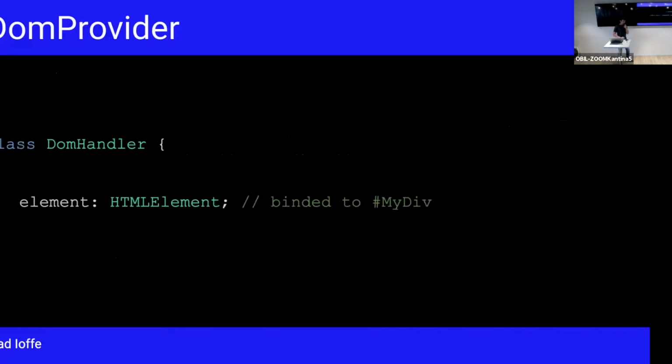Okay, so let's go to our next decorator, and this one is a property decorator. Let's say I have some component and I want to have the ability not to use the DOM API in order to populate some attribute with a DOM element. So here is my class and I have this element and I want to bind this property to a div which has an ID of my div.